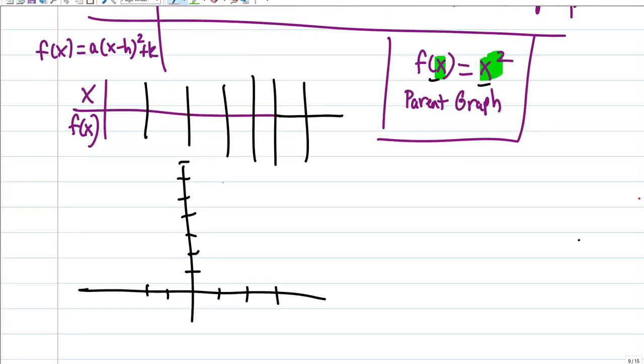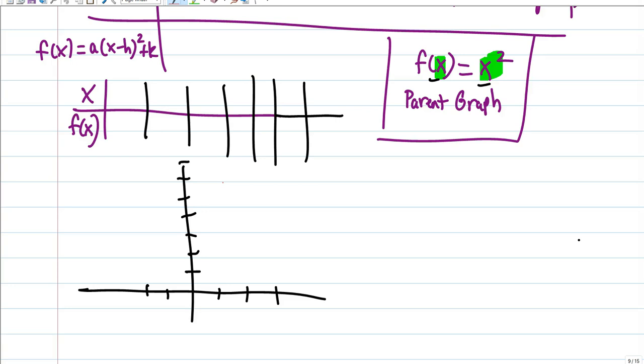Okay, so let's start with the parent graph. A parent graph is the simplest form of an equation. So basically, if I have no A's, no H's, no K's, nothing complicated going on, I'm just graphing x squared. What does that look like? And we've seen that before, and if you're not sure, you should always be able to plot the points.